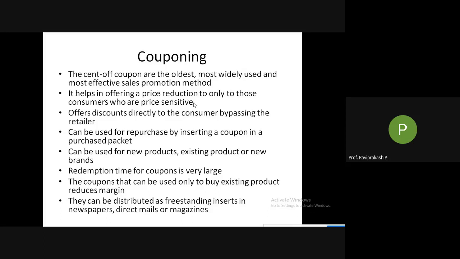Okay, the coupons that can be used only to buy an existing product reduce margin. In the sense, when the products are already available, we are reducing the margin there. As you give the coupon, a particular discount is given by reducing the margin. They can be distributed as freestanding inserts in newspapers, direct mails, or magazines. Even now you might get those in papers, magazines, and all. There might be printed things or some insertions stating that if you buy so much, or buy within this particular time, or a particular product, you'll be getting this much of discount on production of this particular coupon.